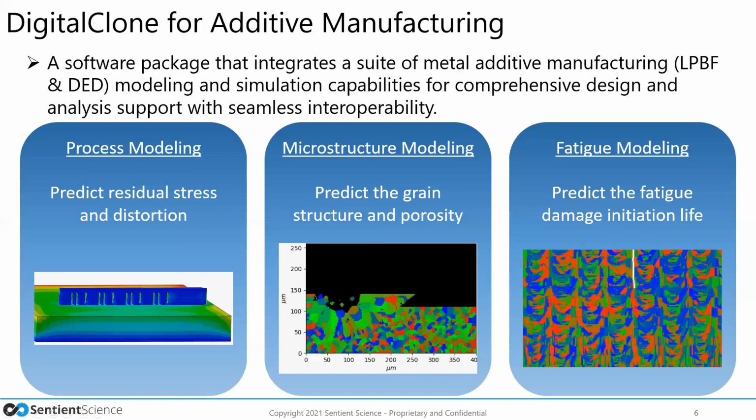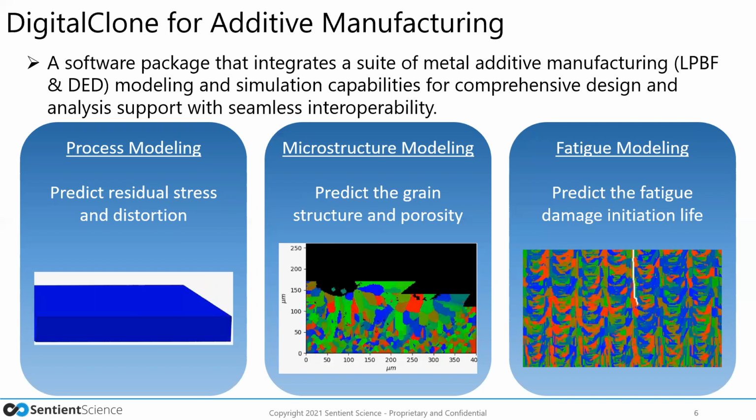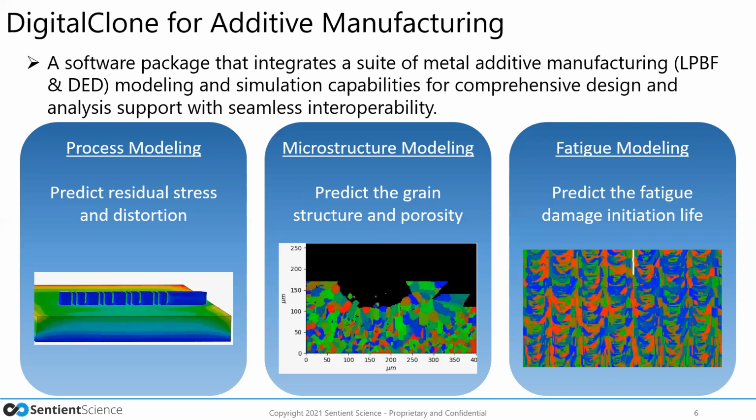Now let's get into some of the details of our DCAM product. To predict the life for a part and see if it's a qualified recipe, there are 3 steps in our AM platform: process, microstructure, and fatigue. In the process module, we simulate the part level distortion and residual stress with respect to various key process parameters.